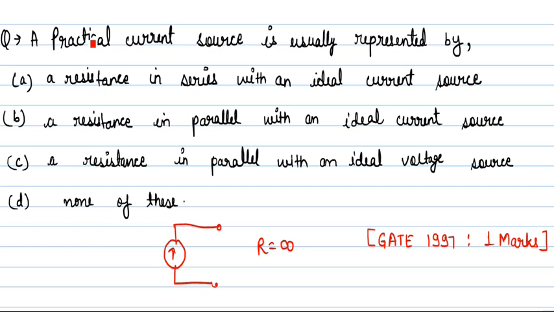So if we are talking about a practical current source, its circuit will be drawn in this manner. Now we can see here a current source is connected in parallel with a resistance. So here the answer will be: a resistance is connected in parallel with the ideal current source. So B will be the answer.